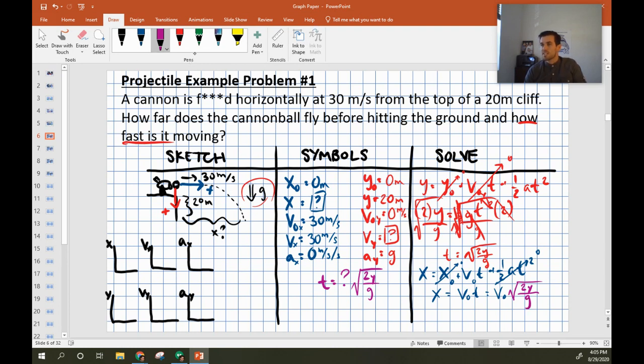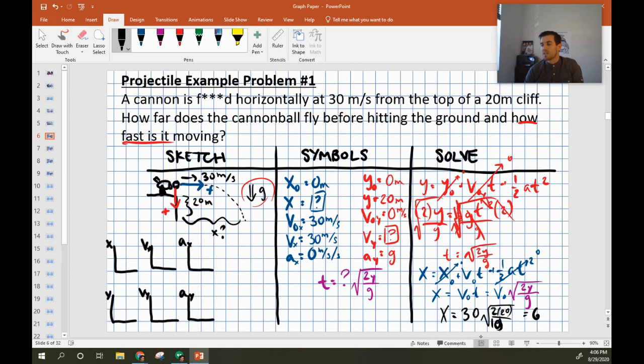Now that I know that, I can solve the rest of it in black. The initial velocity is 30, times the square root of 2 times my y, which is 20, all over g, which is, I guess, 10. So that's 2 times 20 divided by 10. Conveniently, it works out to be 4. I kind of did that on purpose, so my math would be easy. So the square root of 4 is 2.